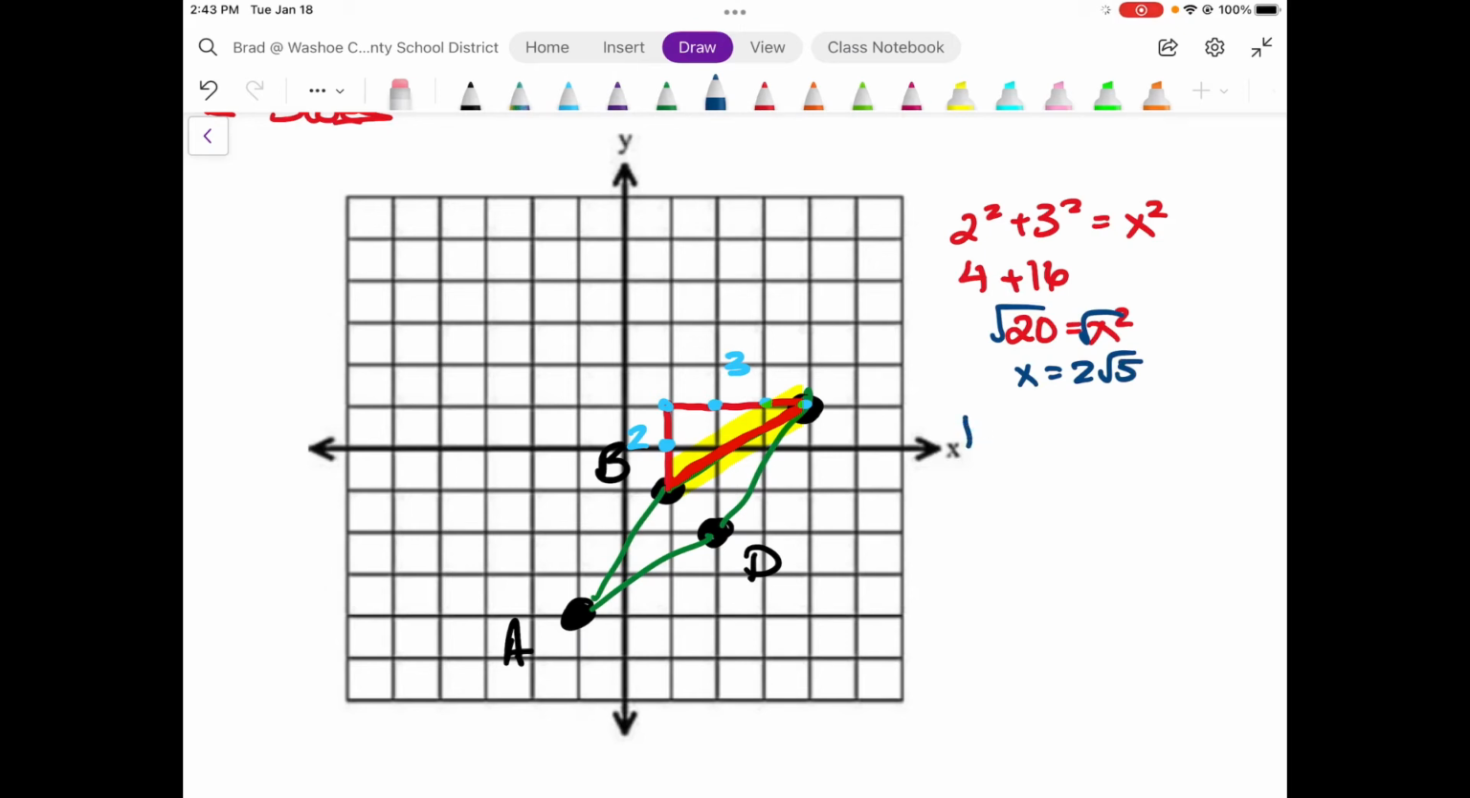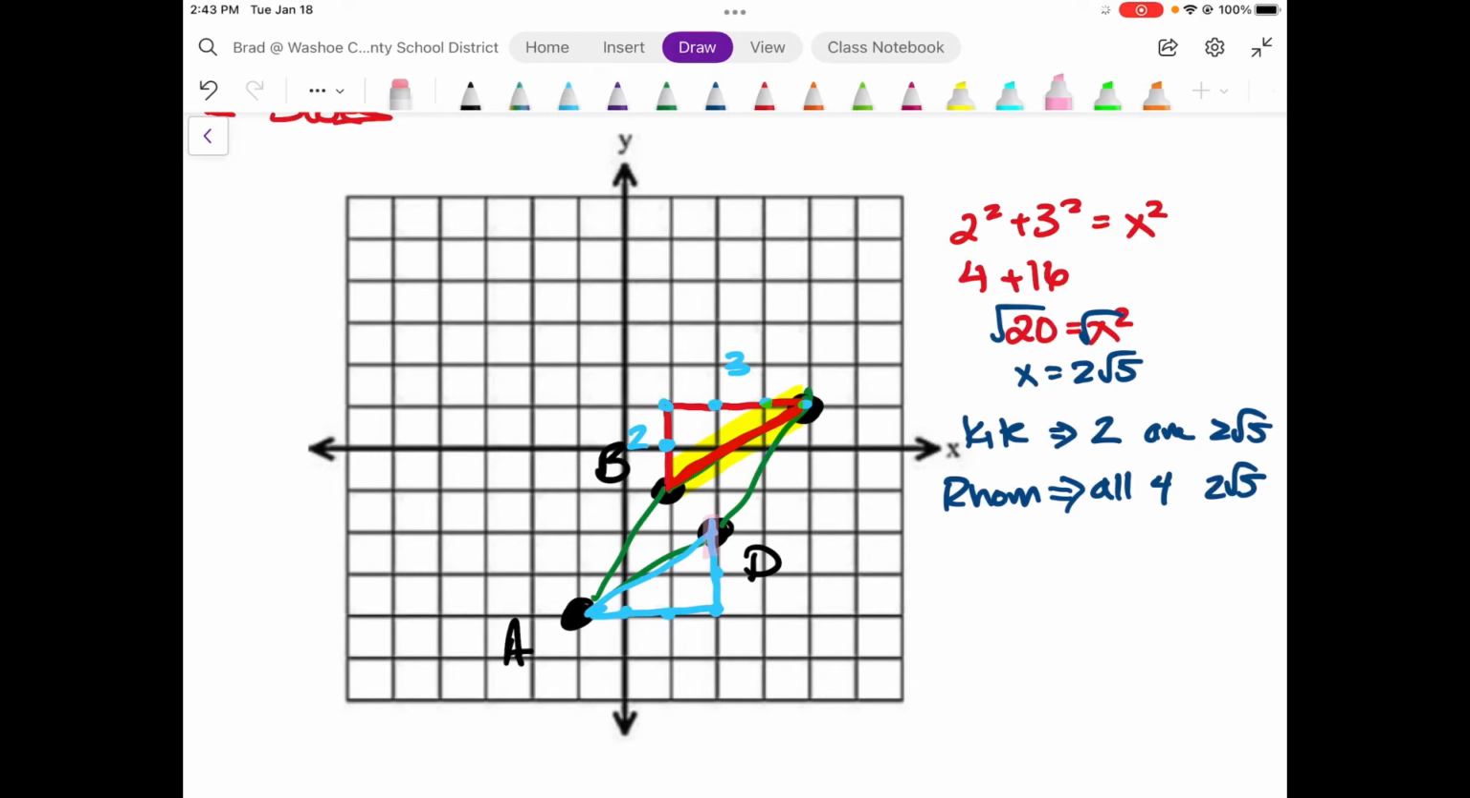So the answer is, if it's a kite, only 2 are the same length. It's a rhombus, I'll just put rhomb, if all 4 are the same length. So let's go ahead and take a look. So I'm going to make another right triangle here and down here. So 1, 2, 3, 1, 2.